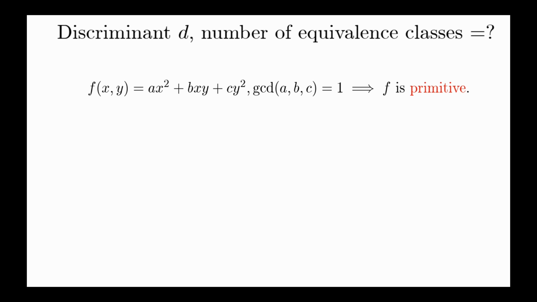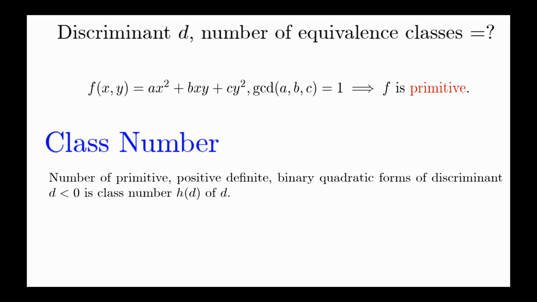We are almost able to define the class number, but first we make another definition. If a, b, and c are coprime, then f is said to be a primitive binary quadratic form. And now we can define the class number. The class number is the number of primitive positive definite binary quadratic forms of some negative discriminant d, and it is denoted by h of d. So the class number is a property of the discriminant.